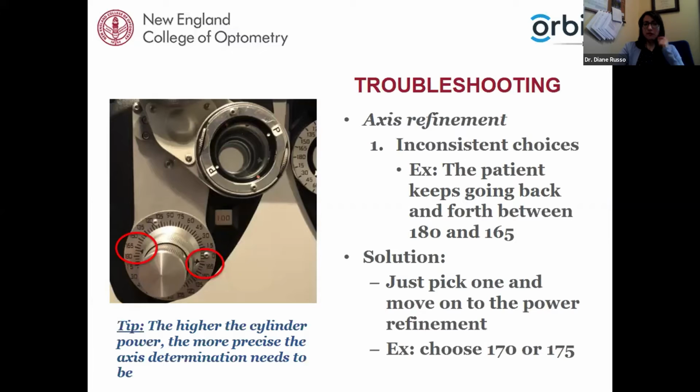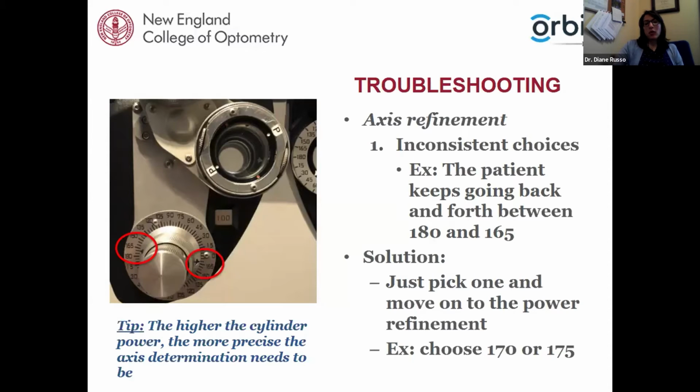So the first is when we're talking about the axis refinement, if the patient is giving inconsistent choices. So let's say you're showing them axis 180, you're giving them the better 1 or 2 choices, and they're going back and forth between axis 180 and 165, for example. So what do you do? They clearly are not demonstrating a preference for one or the other. You want to make sure you get it right. Just pick one at this point. You just pick one and then move on to the sphere, the power refinement.